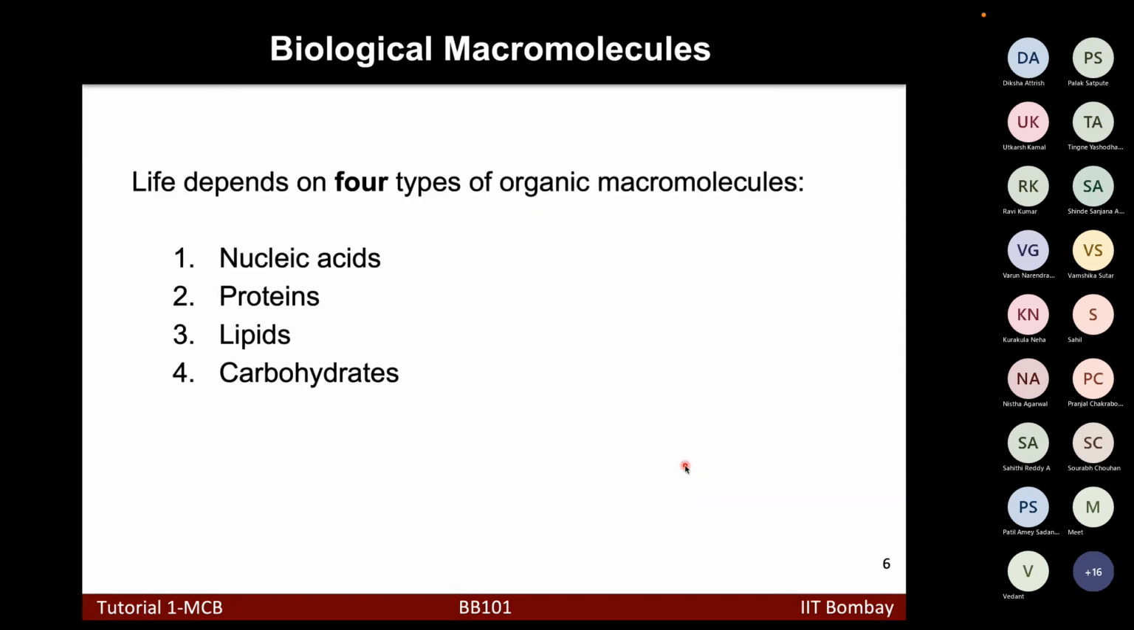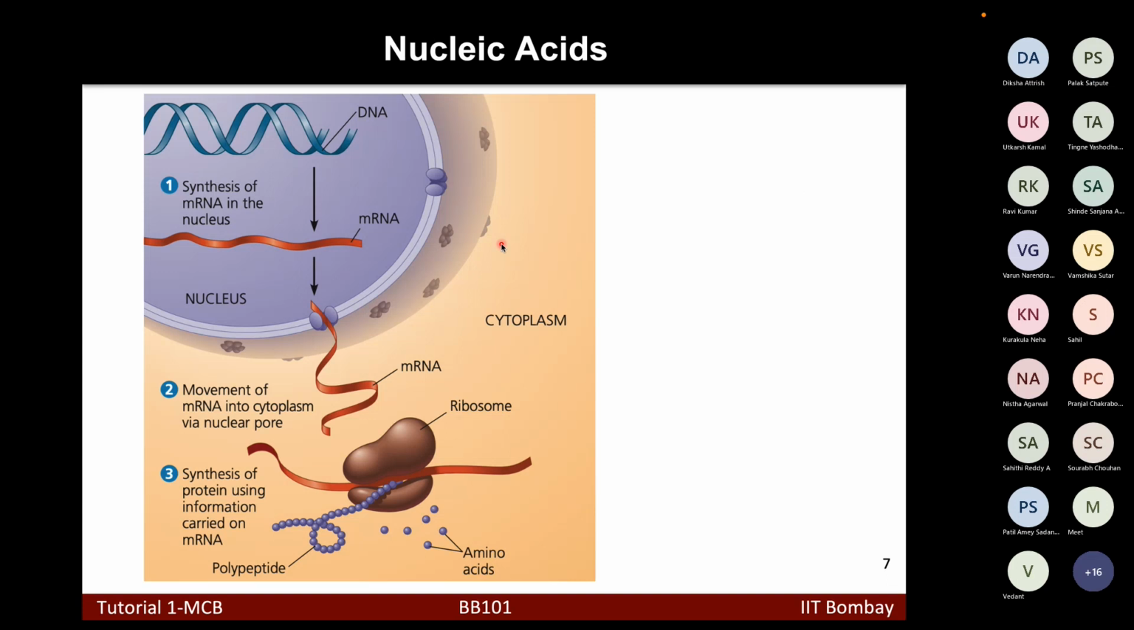So biological macromolecules. There are 4 kinds of organic macromolecules which form the building blocks of life, and these are namely the nucleic acids, proteins, lipids, and carbohydrates. So let's go one by one. What are nucleic acids? Nucleic acids form the genetic material of the cell.